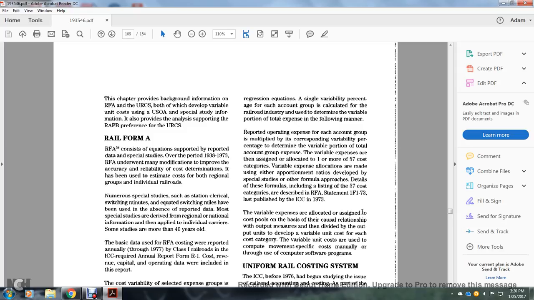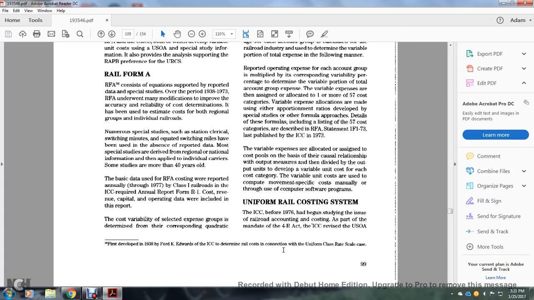Variable expenses are allocated to cost pools on the basis of their relationship with the output measure. They are divided by the output unit, developing the variable unit cost for each of the cost categories. The variable unit costs are used in the computer movement specific cost manual, which thoroughly uses computer software programs.